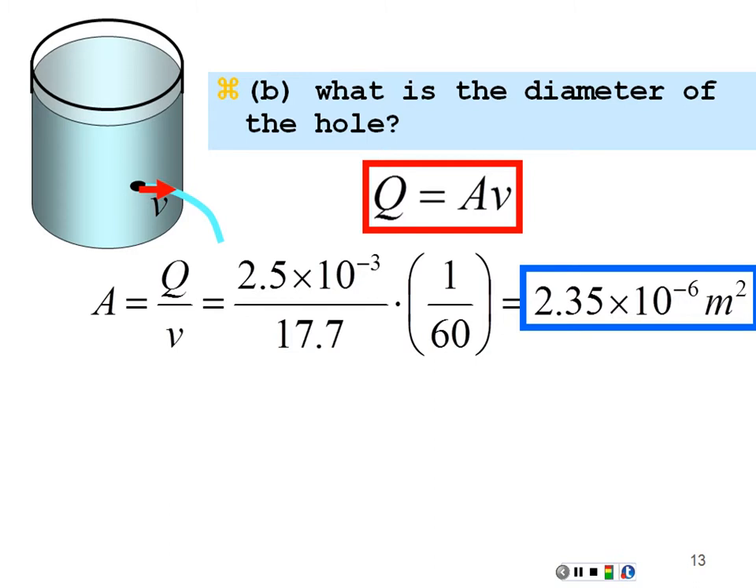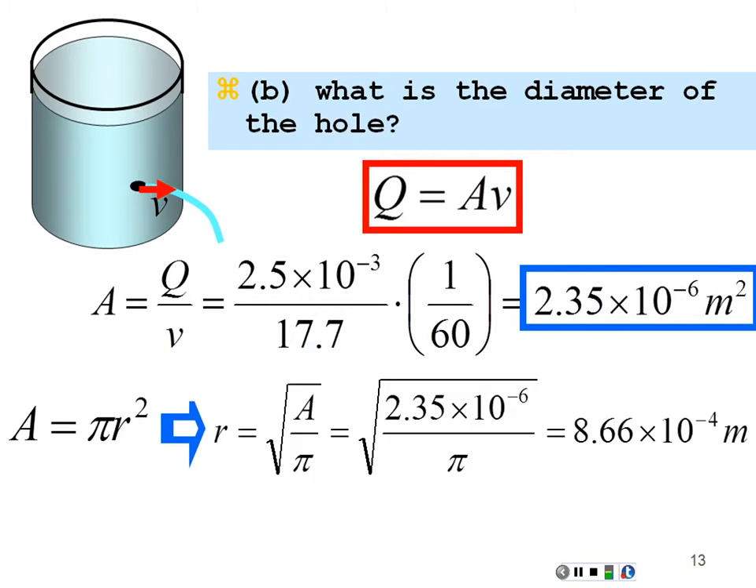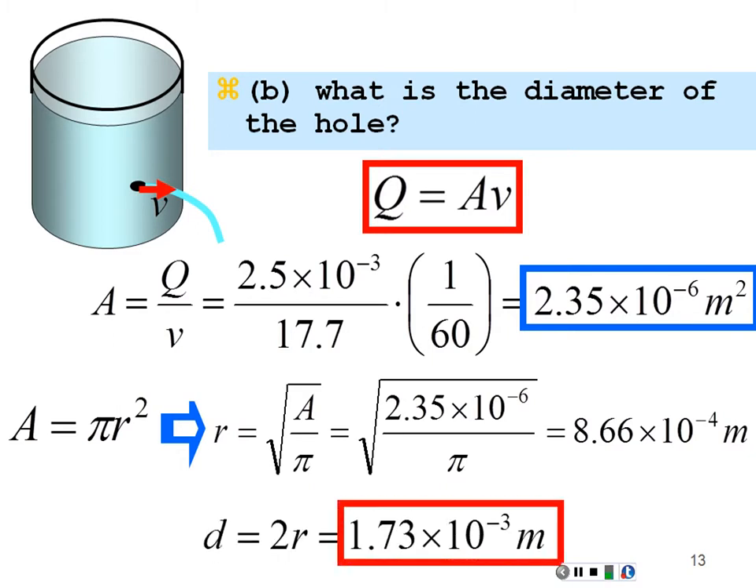Since we know the area, and the area should equal pi r squared, we can find the radius of the hole. The radius should be equal to the square root of the area divided by pi. The square root of 2.35 times 10 minus 6 divided by pi is 8.66 times 10 to the minus 4 meters. That's the radius of the hole, so the diameter is twice that: 1.73 times 10 minus 3, or 1.73 millimeters. That would be the diameter of that hole that's causing the flow out of the tank.